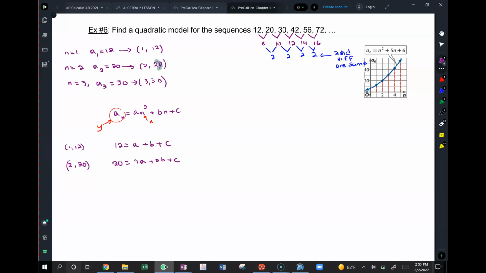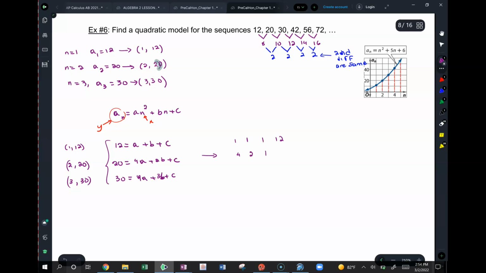For (3, 30), it's 9a plus 3b plus c. That's a system of equations. So let's put this in matrix form: 1, 1, 1, 12; 4, 2, 1, 20; 9, 3, 1, 30. Now use a calculator to put it in reduced row echelon form.